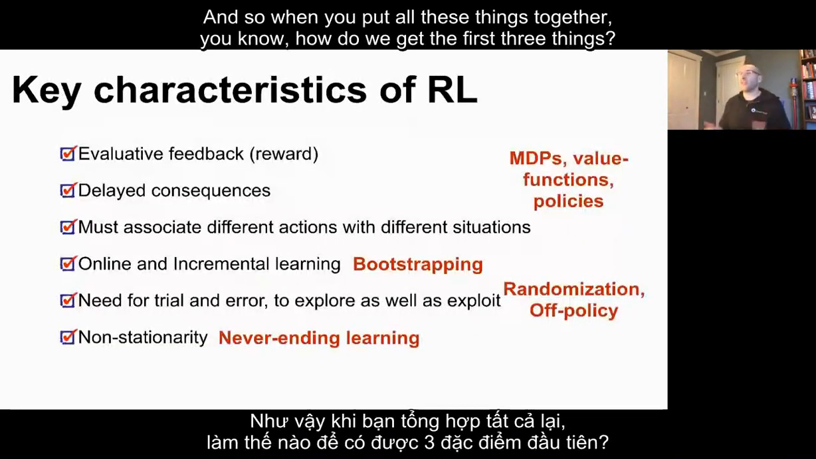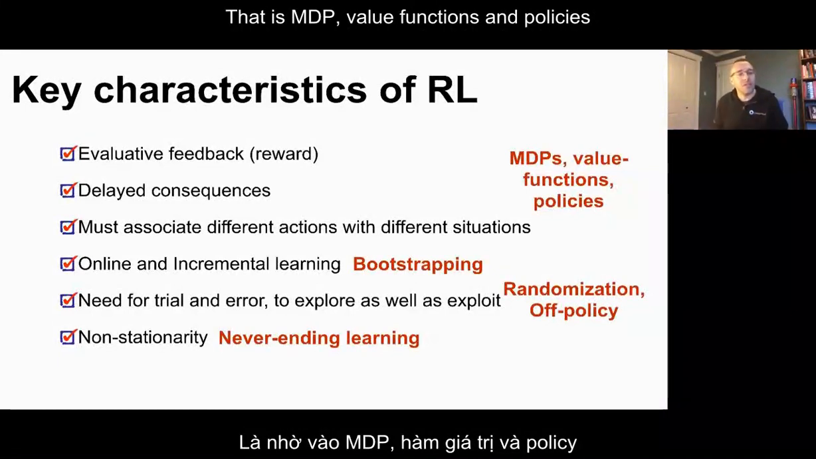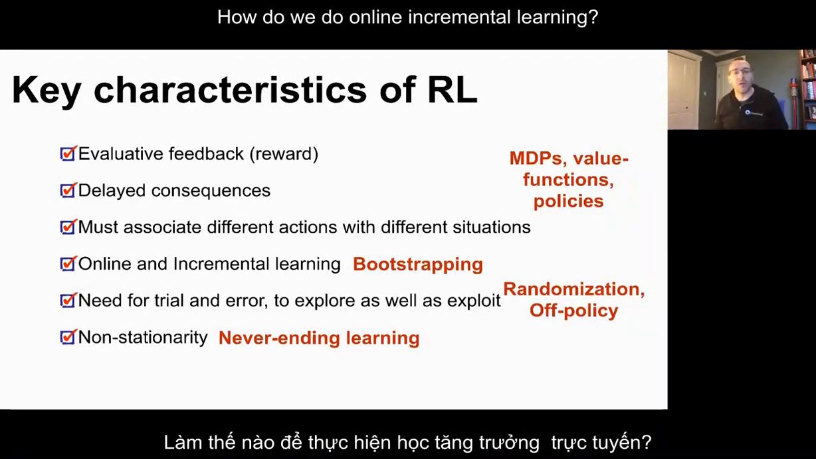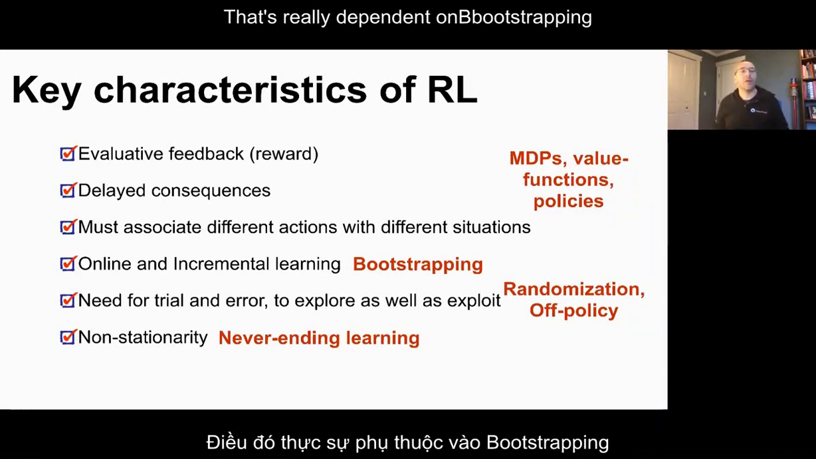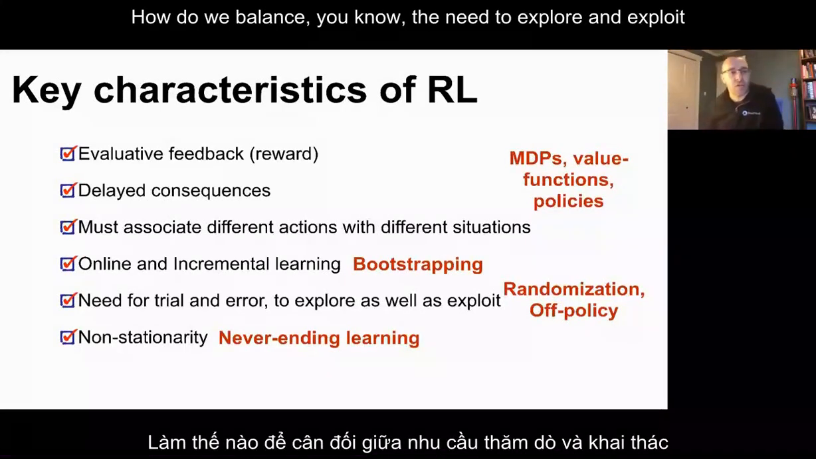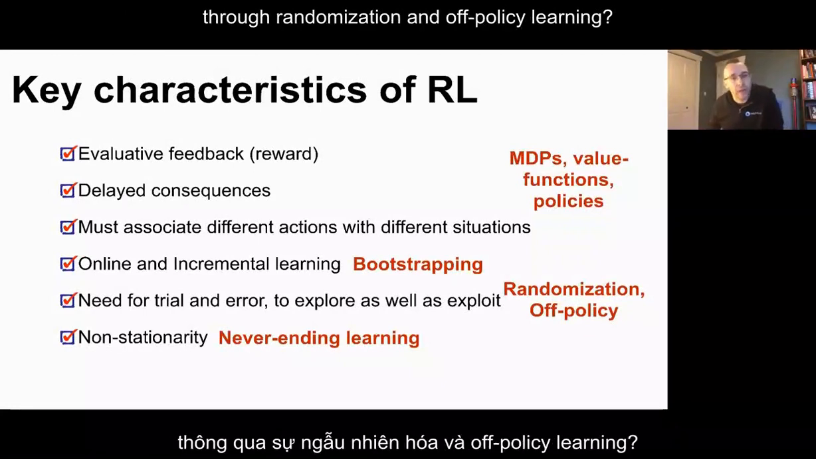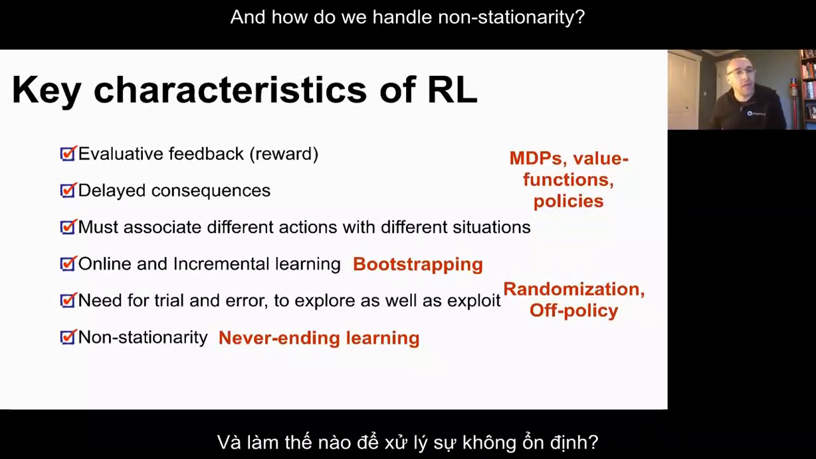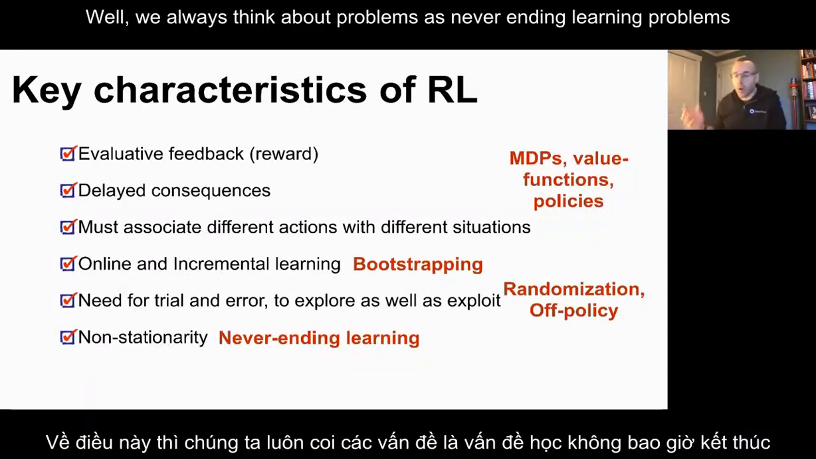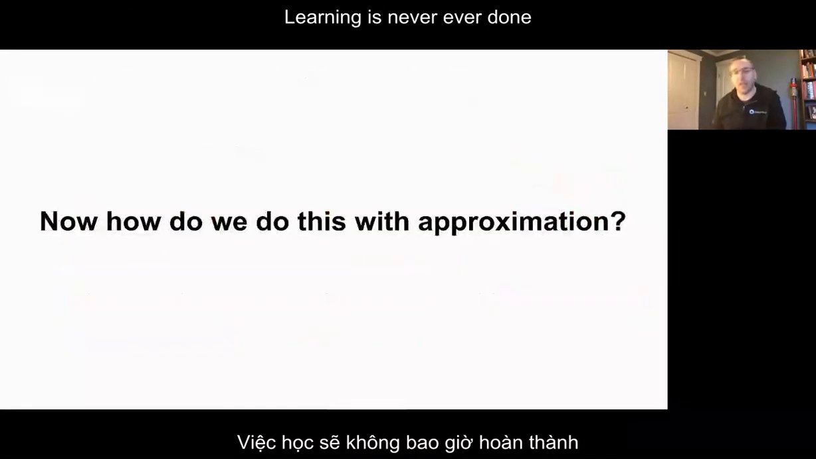And so when you put all these things together, how do we get the first three things? Well, that's MDPs, value functions, and policies. How do we do online incremental learning? That's really dependent on bootstrapping. How do we balance the need to explore and exploit? Through randomization and off-policy learning. And how do we handle non-stationarity? Well, we always think about problems as never-ending learning problems. Learning is never, ever done.